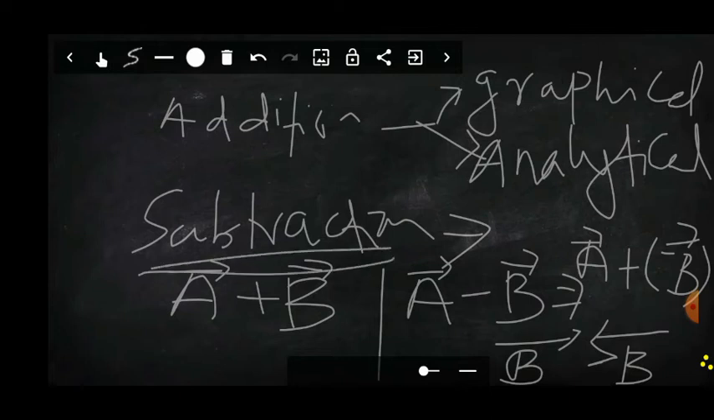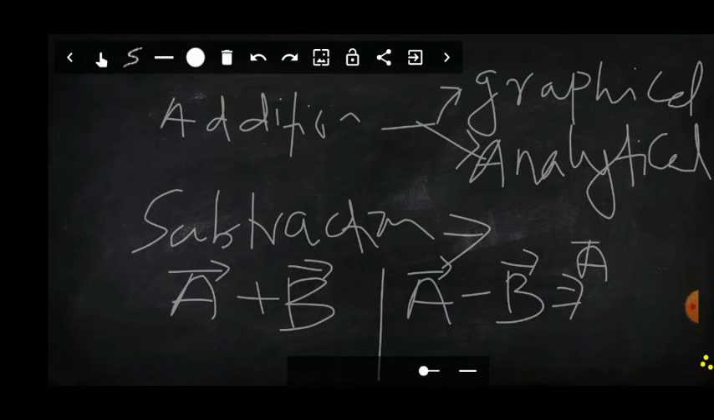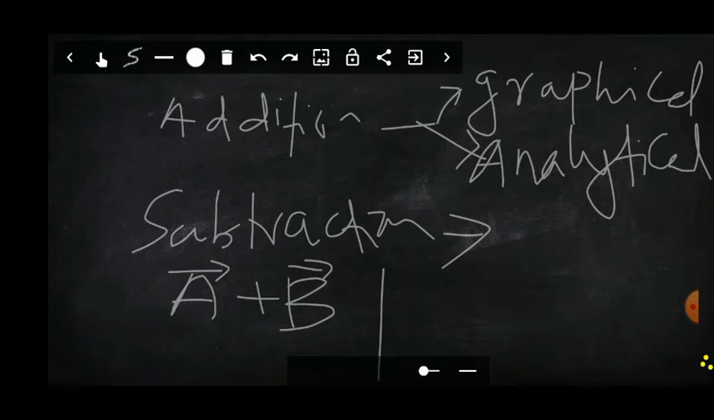How? Just taking the negative vector of one and adding that one, then that will give the subtraction result. Okay. Then in this addition process, two methods are mentioned. One is the graphical method and the other one is the analytical method. Then the graphical method mainly follows one condition or this rule.